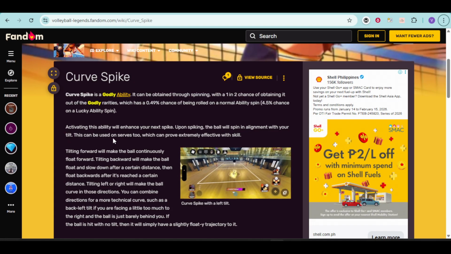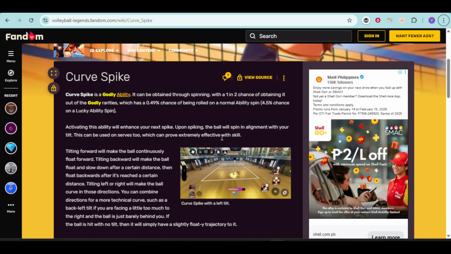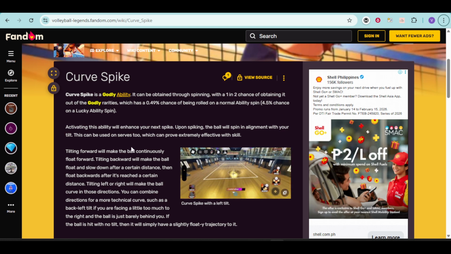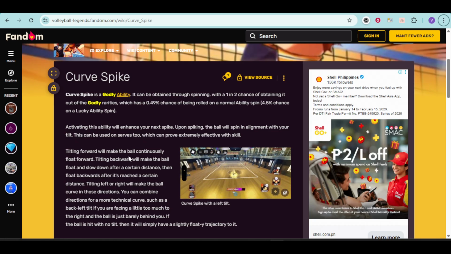Activating this ability will enhance your next spike, and upon spiking, the ball will spin in alignment with your tilt. This can be used on serves too, which can prove extremely effective with skill. So tilting forward will make the ball continuously float forward. Tilting backward will make the ball float and slow down after a certain distance, then float backwards after it reaches a certain distance. Tilting left or right will make the ball curve in those directions.